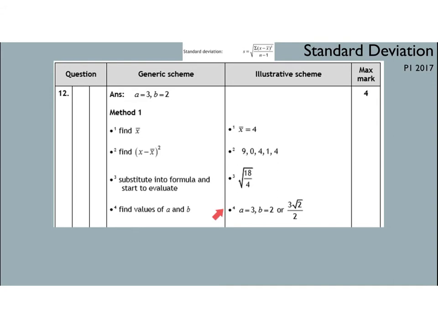And for number 4, okay, that's where you need to have your A equals 3 and your B equals 2. And they were being quite kind that year because they actually let you leave it like that. But I wouldn't recommend that. The question was asking for A and B, so be careful.